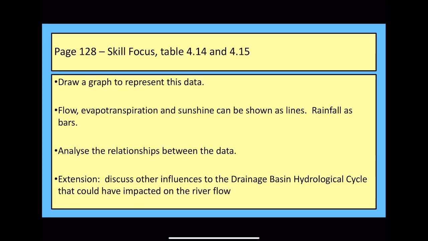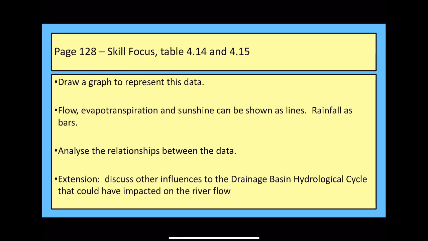Okay, so we want to have a go at drawing a graph. So hopefully you have some graph paper. If not, you may be able to do this using something like Excel. It will be a bit challenging, so it might be easier to do multiple separate graphs if you're using a computer rather than trying to put them all on one, but it is possible. It's a bit of a challenge.